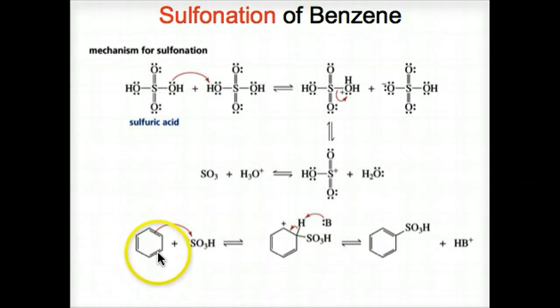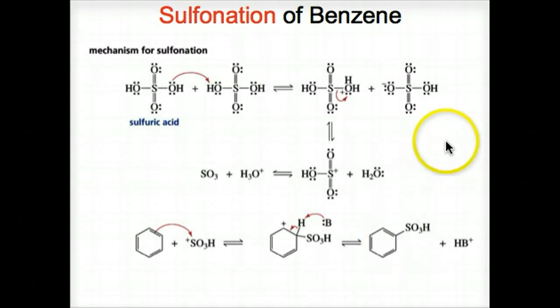Of course, benzene's nucleophilic, and the sulfonium ion is electrophilic, and we form a carbocation non-aromatic intermediate, and then we form the product of electrophilic substitution. It is aromatic, which is much more stable than a product of electrophilic addition, which is a non-aromatic addition product.